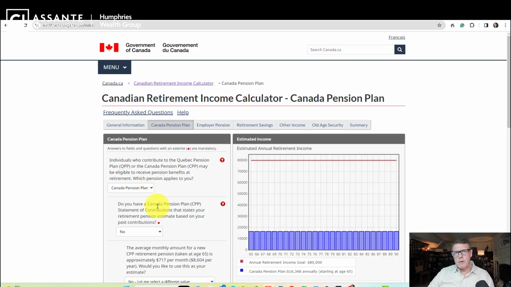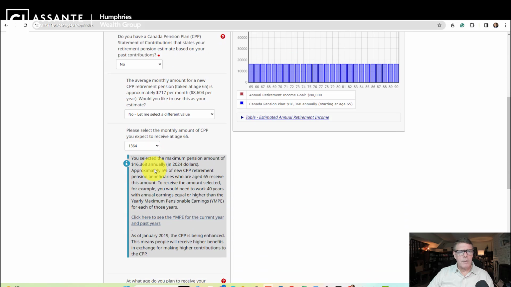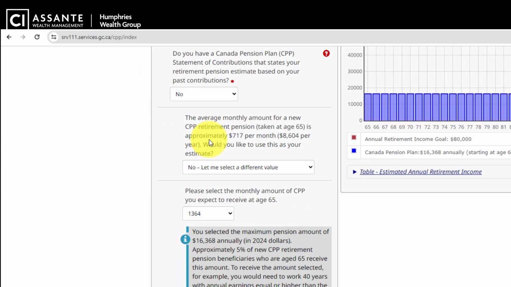Okay, now we're going to enter the data for Canada Pension Plan benefits. So it asks whether you're part of Canada Pension Plan or Quebec Pension Plan. I'm part of Canada Pension Plan. Do you have a CPP statement of contributions and benefit? I don't have that, but I did go into the page that shows the estimate of my benefits, so I wrote that down. So I'm going to say, no, I don't have a statement. If you have a statement, you could say yes, but it might be easier just to go to the Canada Pension Plan section where the estimates are and just use those numbers.